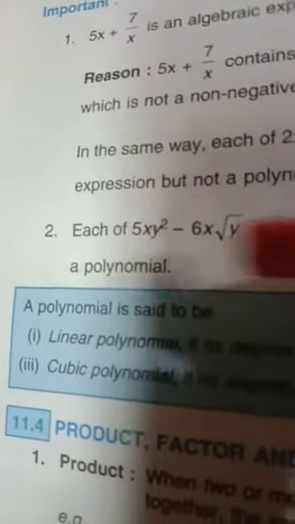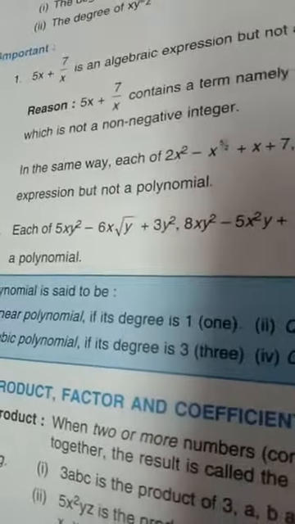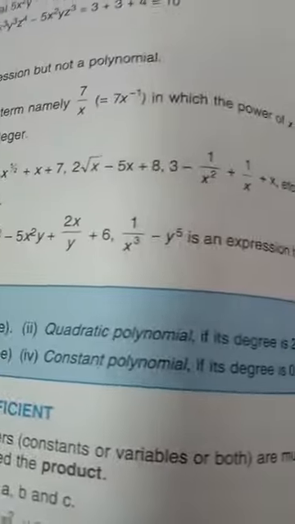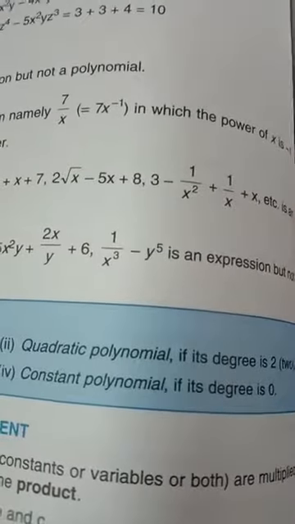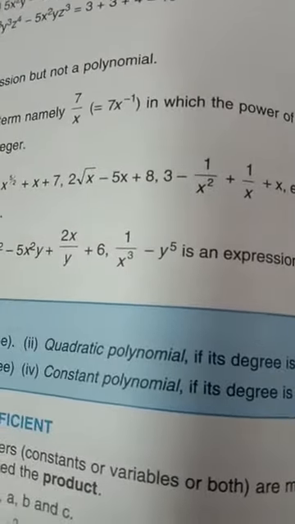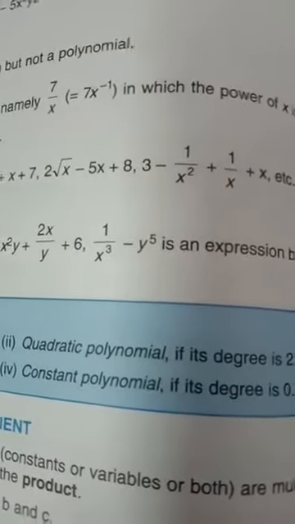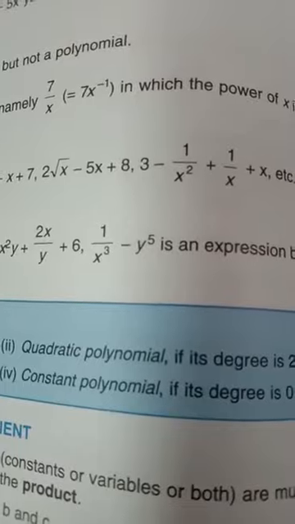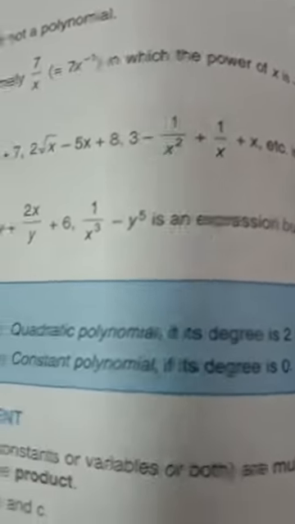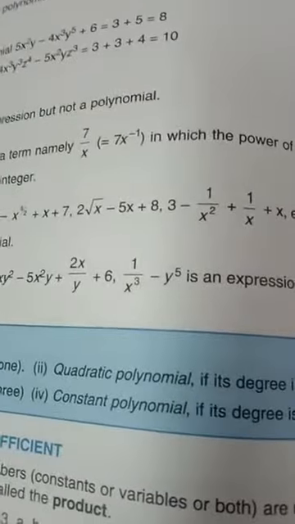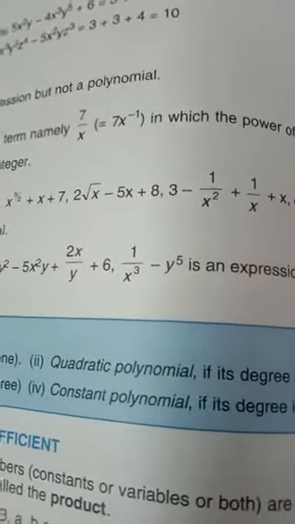Next, a polynomial is said to be a linear polynomial if its degree is 1. Linear means its degree is 1. Quadratic polynomial means its degree is 2. What do you mean by degree? Degree means the power of the variable. Highest power of the variable is called degree. If the degree is 1, then it is called a linear polynomial. If the degree is 2, then it is called a quadratic polynomial.